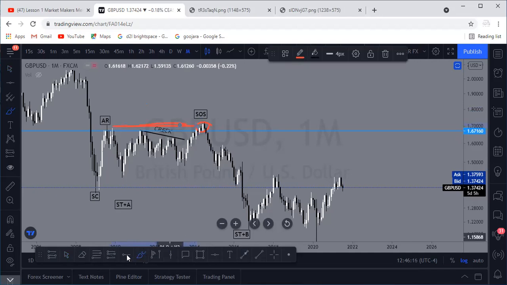So that's all I wanted to show you about the Wyckoff schematic. Now, let me try to also show you this.